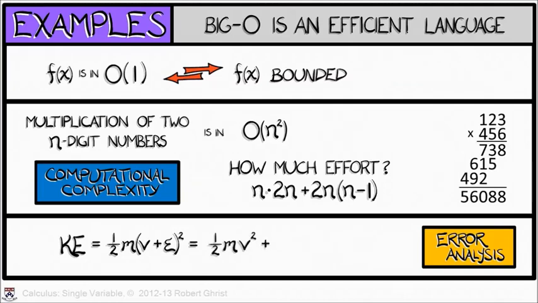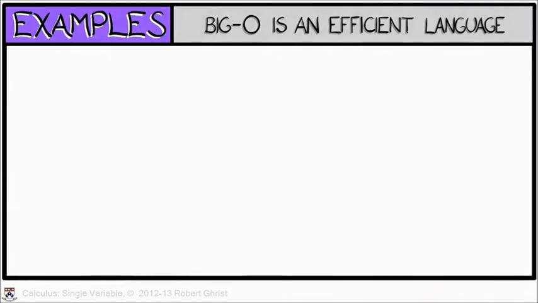Well, of course, if we expand that out, we get 1/2 mv squared plus m times v times epsilon plus something that is in big O of epsilon squared. What we really care about is the leading order term in epsilon. That is going to dictate what the error to the kinetic energy is. And we can see that that is really the momentum, m times v in this case.